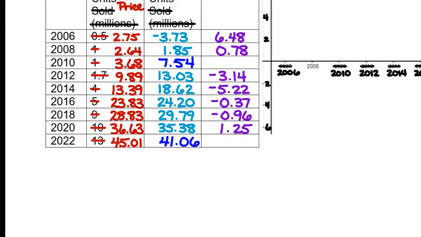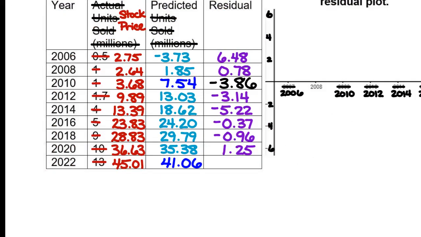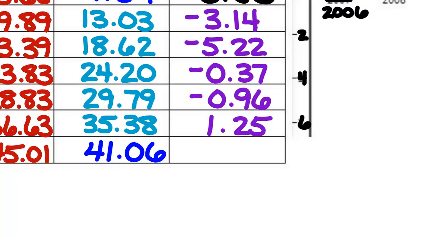And then I calculated the residuals for all of these. I did the actual stock price minus the predicted stock price to get my residual. Actual minus predicted to get the residual. What was the residual for 2010? Negative 3.86. What about for 2022? 3.95.